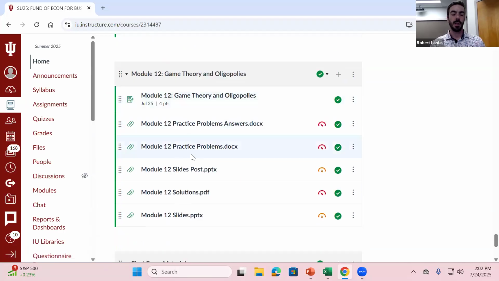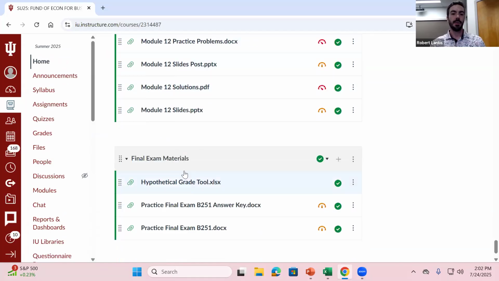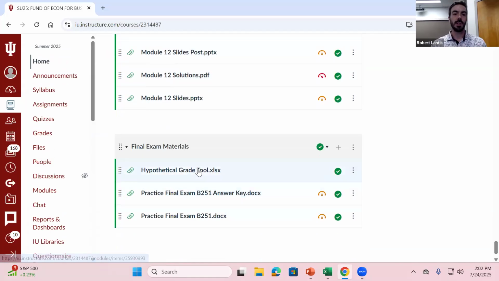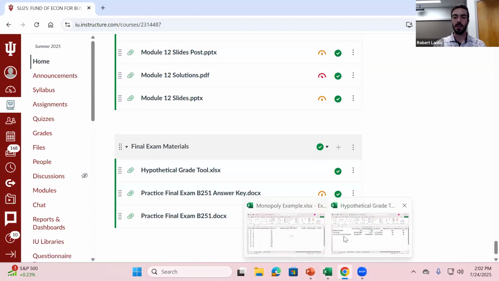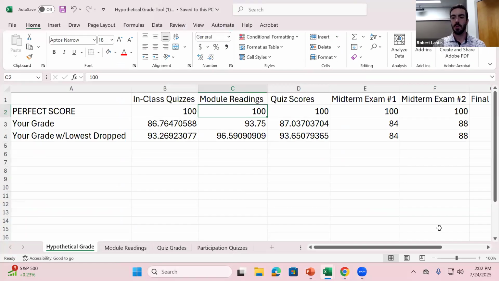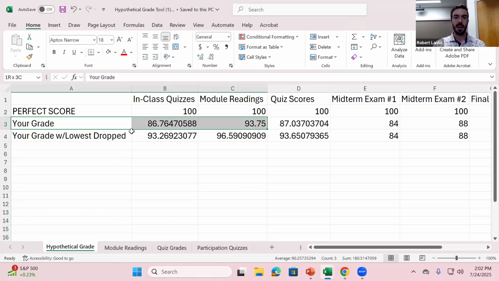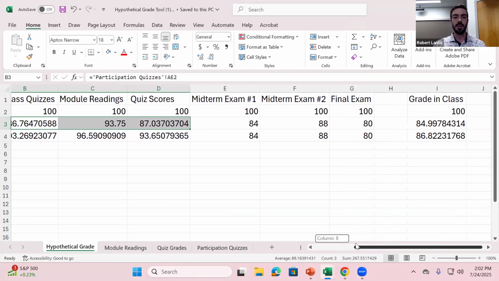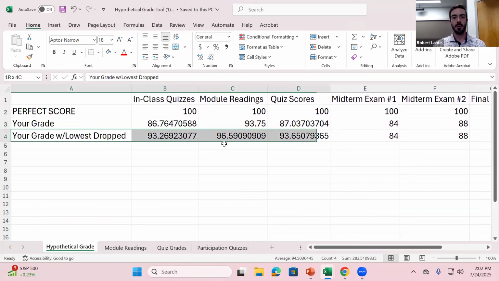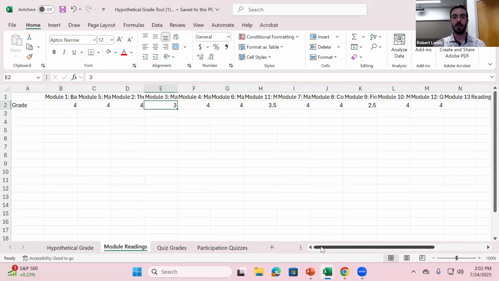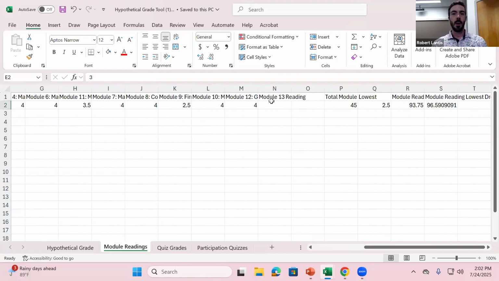For game theory, I've got all the materials up there, and then I've got those final exam practice materials as well as that hypothetical grade tool. I mentioned this a little bit yesterday, but I just wanted to go through it again. I had something set a little bit weird with this second row. This second row is showing you the scores that you should be seeing on Canvas. The third row is the one that uses the values once you input your grades, so you could put in all your module reading grades. We haven't had the 13th or even the 12th yet, so you can fill those in as we go along.